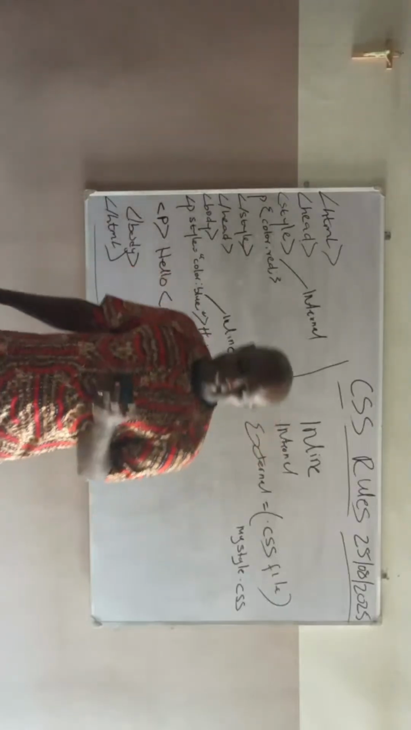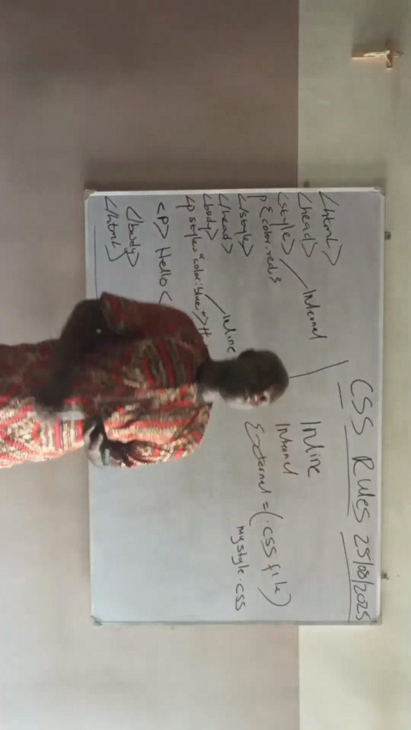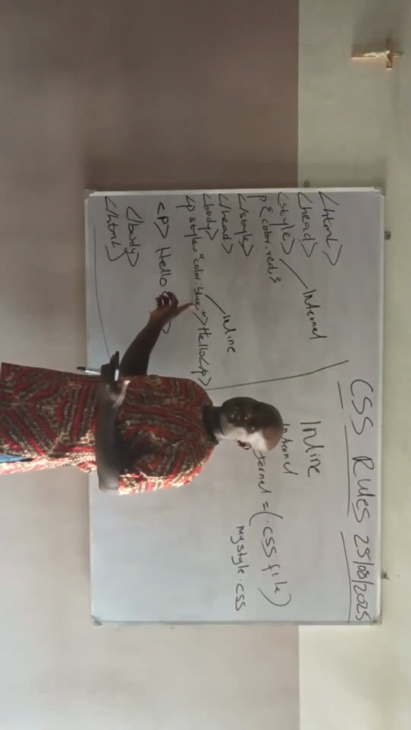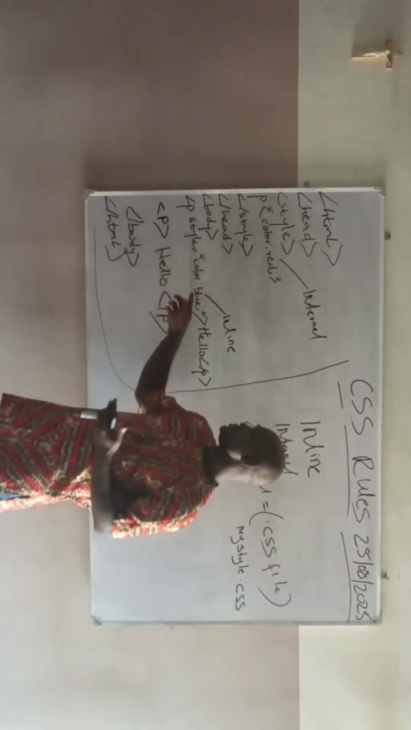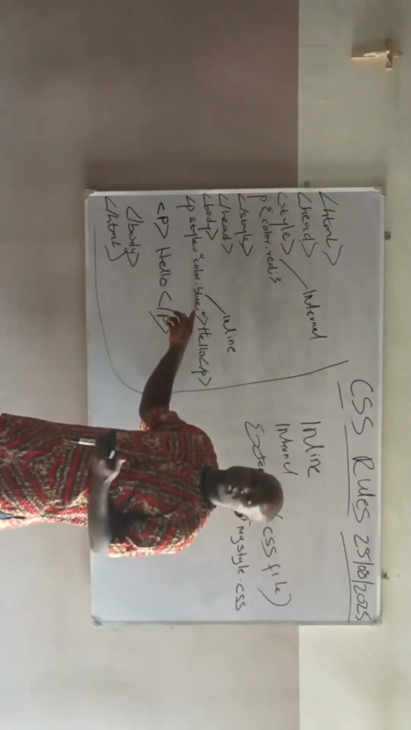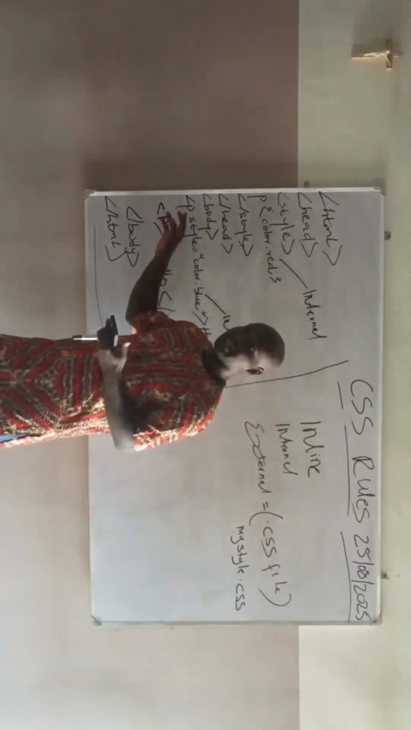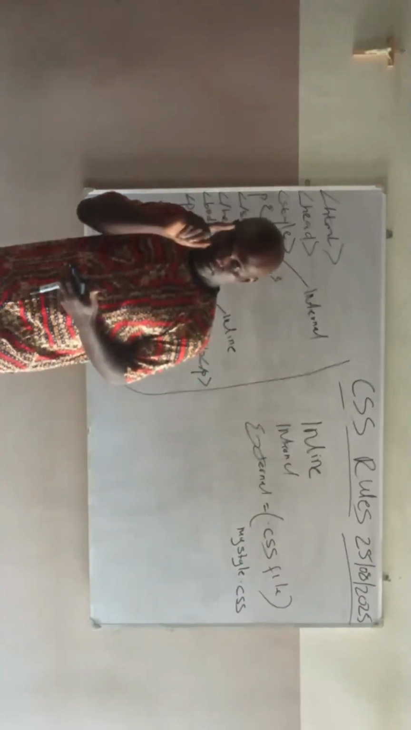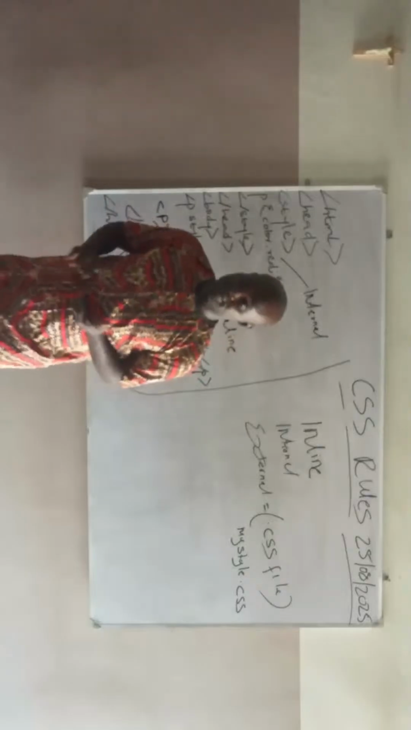The style attribute contains any CSS property. So even if you have 1 million properties, you can write them inside here, so long as you end each declaration with a semicolon. Even if you have 1 million declarations, you can write all of them inside here. It doesn't matter, so long as you end each declaration with your semicolon. Is that clear?